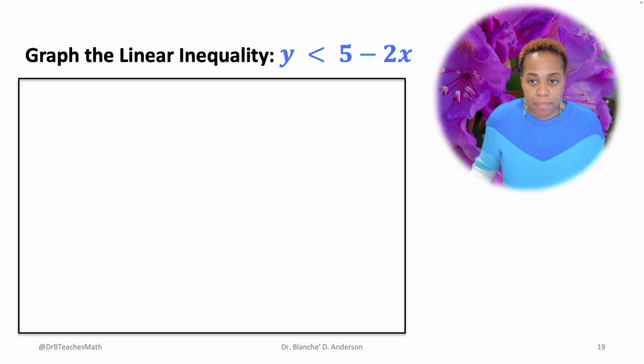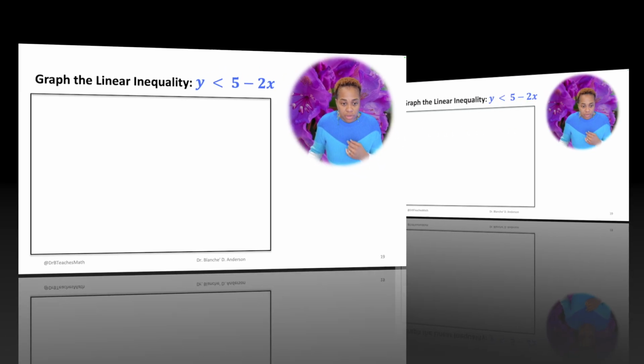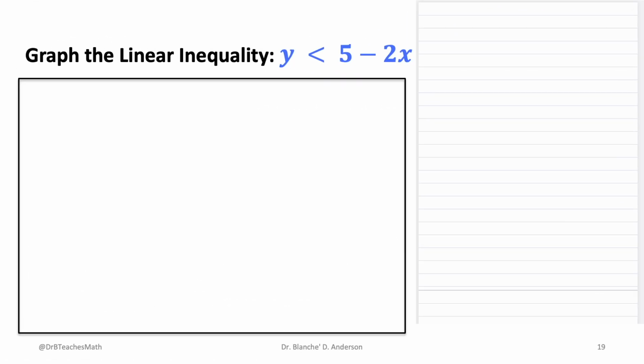Okay, let me turn on my piece of paper. I'll disappear just for a little bit. So these are the steps that I would go through. So here's what you do. Here's what we're graphing. Let me write it. We're graphing y is less than 5 minus 2x. It's already in slope-intercept form, so that's what we want.